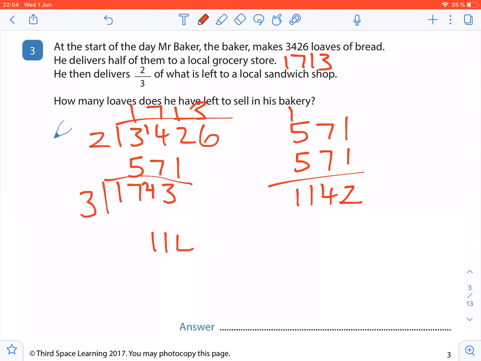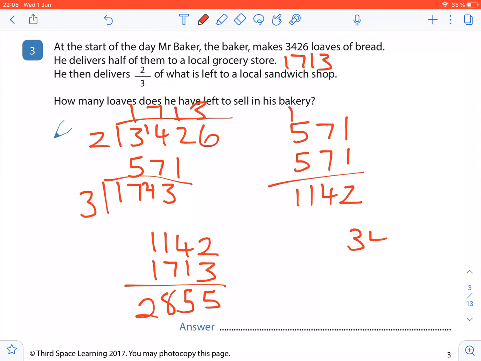Then we need to add up the 1,142 and the 1,713. That is the amount that he left at the local grocery store and the amount that he left to a local sandwich shop. We total that up, which gives us 2,855. And then to find out what he has left to sell in his bakery, we're going to subtract that from what he had at the beginning. So we do 3,426, take away 2,855.